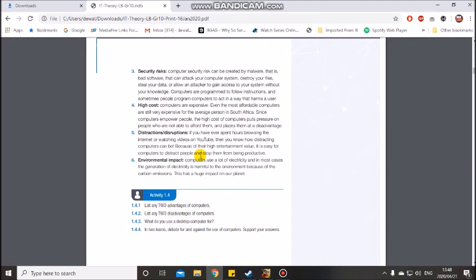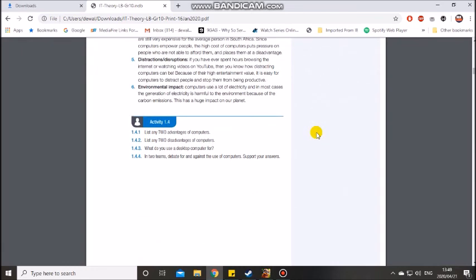Then 5, we've got distractions. So computers normally cause great distractions. If you think of trying to study for an exam, you see your phone or your laptop just sitting there calling your name. You know what I mean. Then lastly, environmental impact. So computers normally use a lot of electricity, and in most cases electricity generation is quite harmful to the environment, because of carbon emissions and so forth.